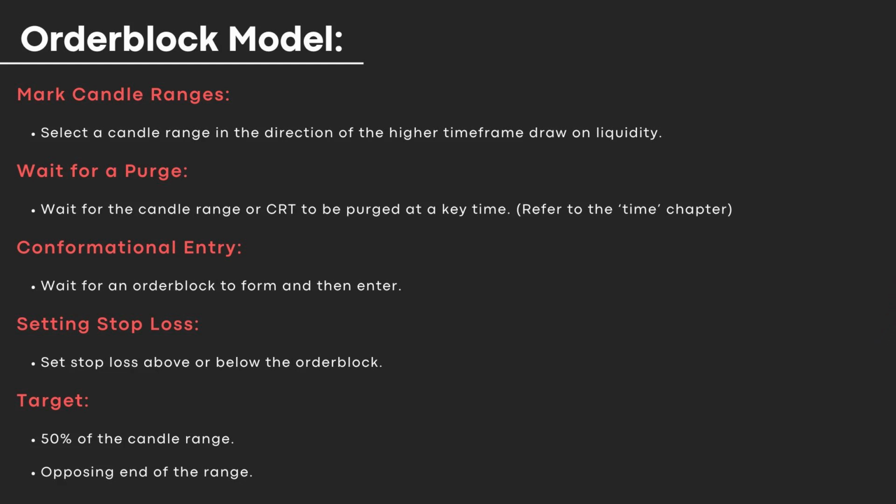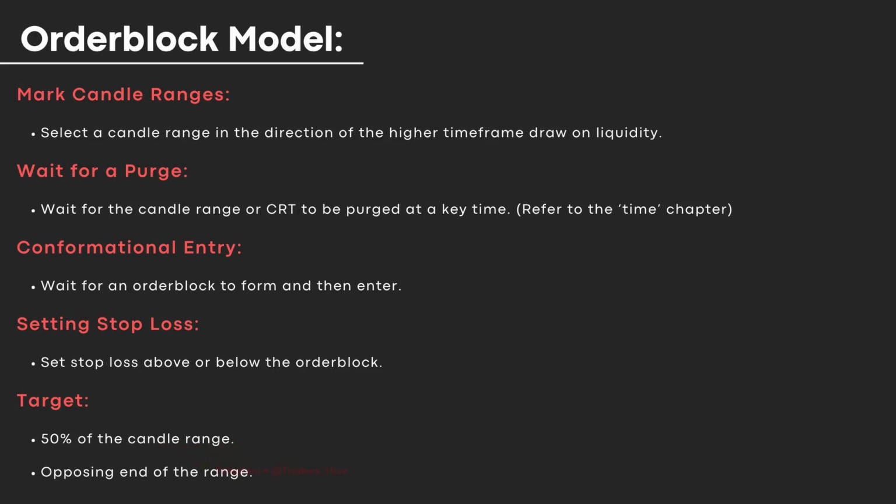First of all, mark a CRT in the direction of the high time frame draw on liquidity. Then wait for a purge at a key time. After the purge, the unique step here is that you'll wait for an order block to form and then enter that trade at the open of that order block. Here, your stop loss will be at the extreme of that order block, meaning either the high or the low of the order block depending upon the context. And for target, you'll follow the exact same protocols and guidelines as the other one, which is basically you're going to put your first target at the 50% of the candle range and then your second target at the opposing end of the CRT.